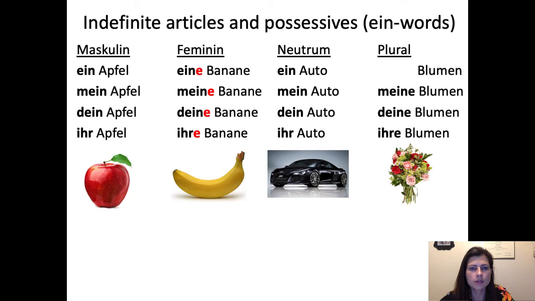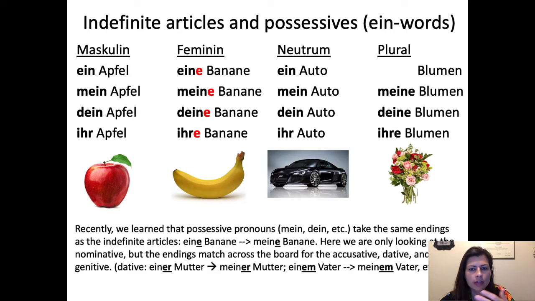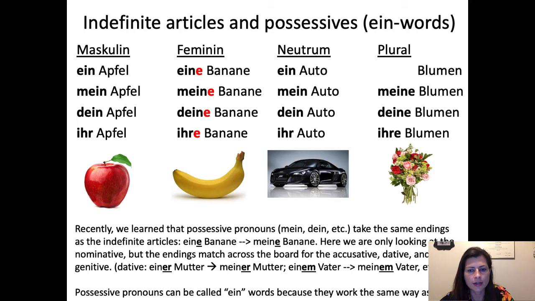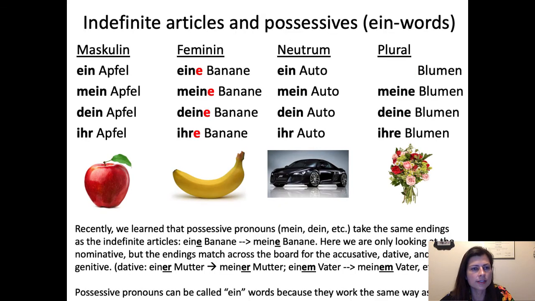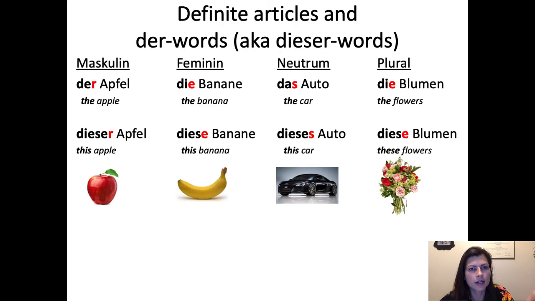So, just to remind you, we have the endings that match between our indefinite articles and our possessives. These are called ein words. It's just because they match, right? They work the same way. And then we had these words called der words, or sometimes called diese words. And they're called that because they work the same way as the der words. The possessives work the same way as the ein words. And the der words work the same way as the other der words.